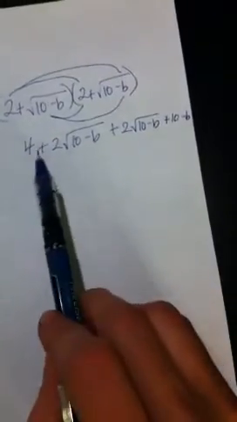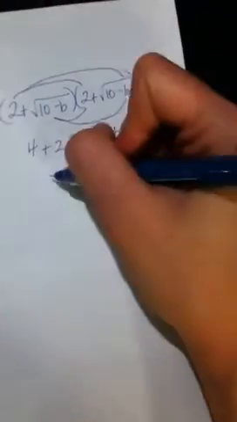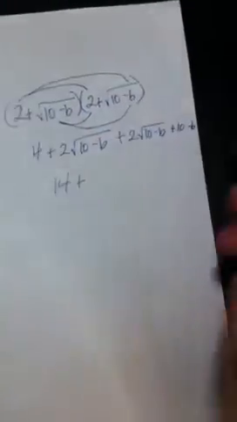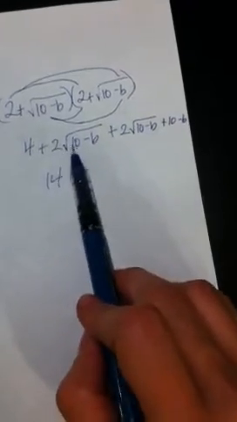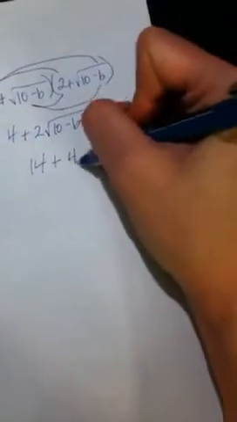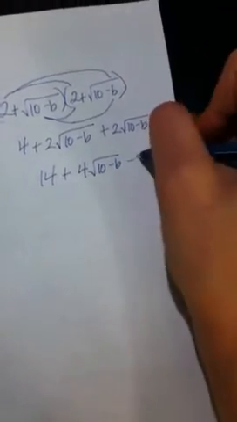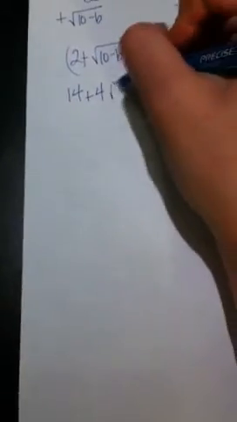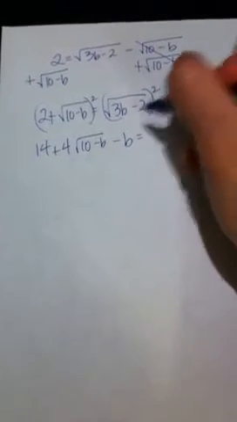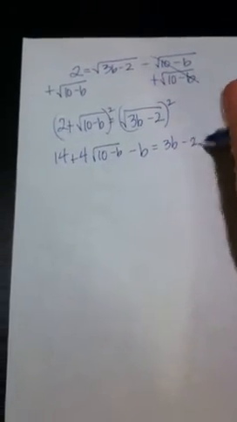Let's see, I can add the 4 and the 10, which is 14. I have 2 of these and 2 more of them, so I've got 4 square root of 10 minus b. And then I have this minus b that's kind of hanging out at the end there. So I'm going to take all that and throw it back over here. So 14 plus 4 square root of 10 minus b minus b. The squared and the square root cancel each other out.